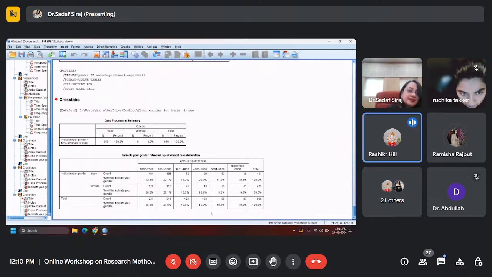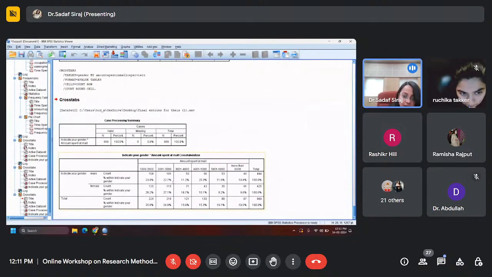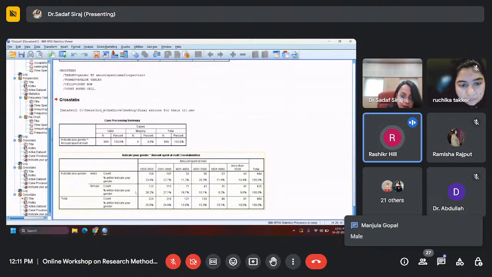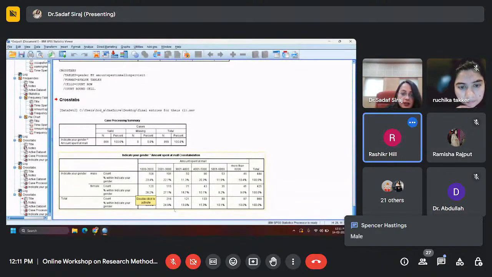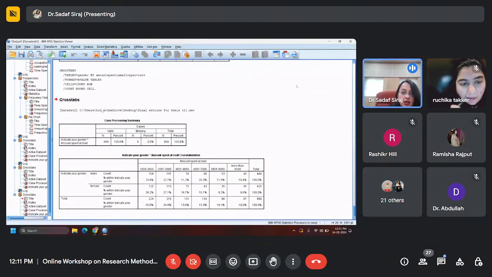Males are spending more money. Right. As 5,000 to 6,000, it is 11.9, and more than 6,000, 10.4, which is greater than the female spendings. So we are able to see that the males are spending more money in the mall rather than the females. So a similar kind of cross tabulation can be conducted for the age groups.